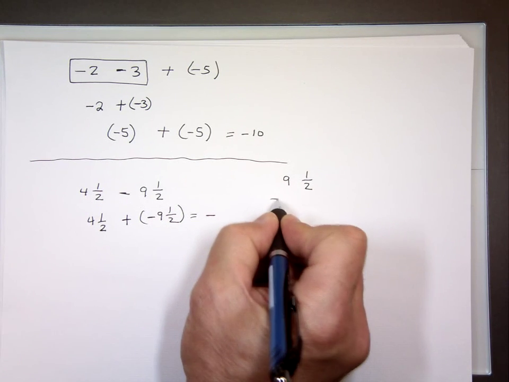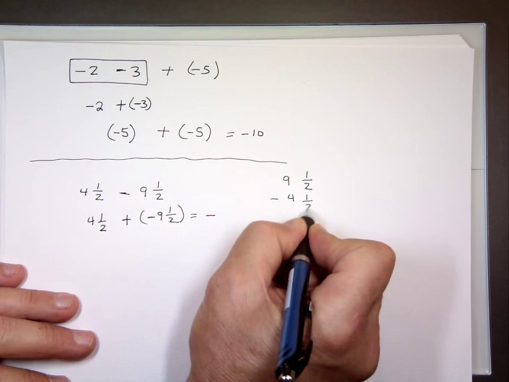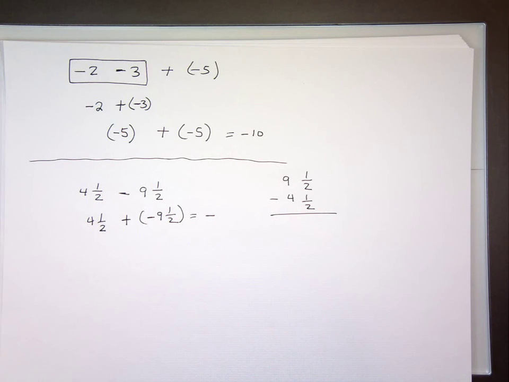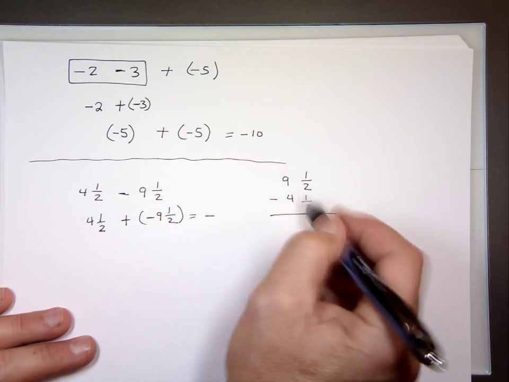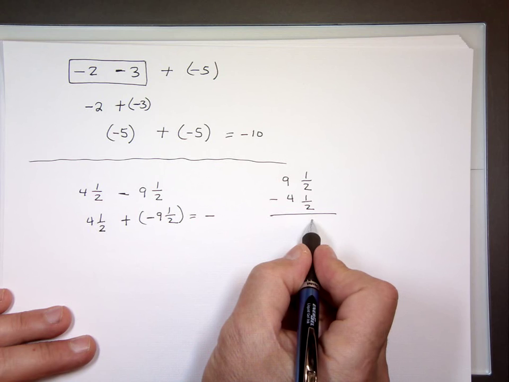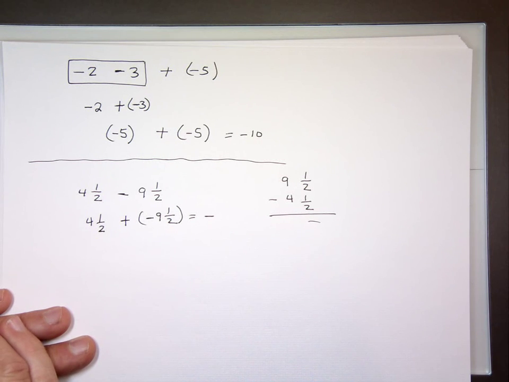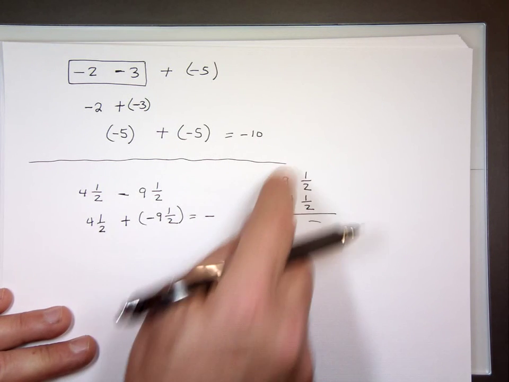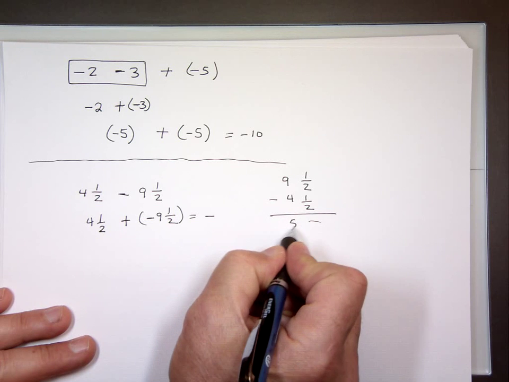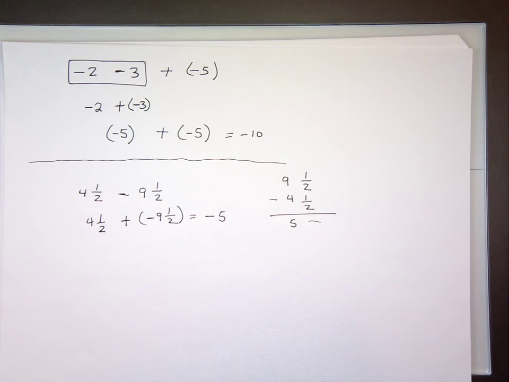Subtract from it 4 1/2. 1/2 from 1/2 will give me what? Nothing. 0. What's 9 minus 4? 5. The answer should be negative 5. And I'll stop here.